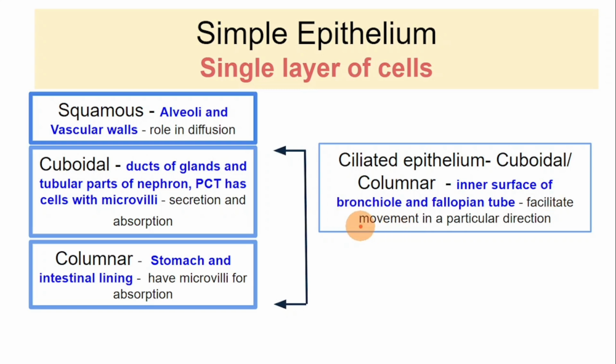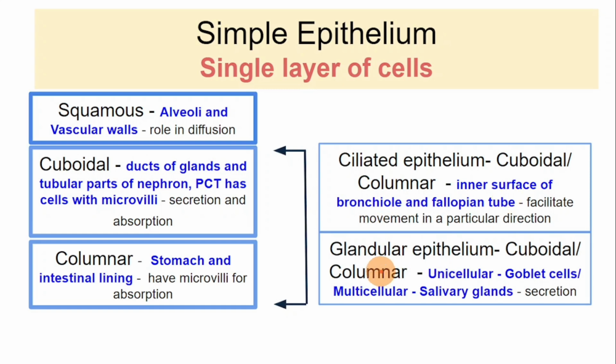So here they play an important role. And in fallopian tube, the secondary oocyte which is released in ovulation has to travel from infundibulum then through ampulla and it reaches the junction between isthmus and ampulla. So movement of the secondary oocyte in fallopian tube is done with the help of cilia. So these two are important examples to remember in ciliated epithelium.